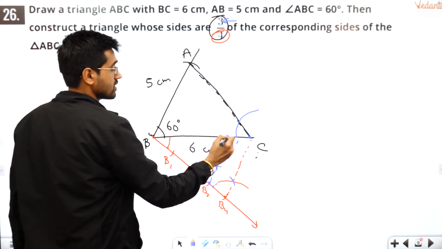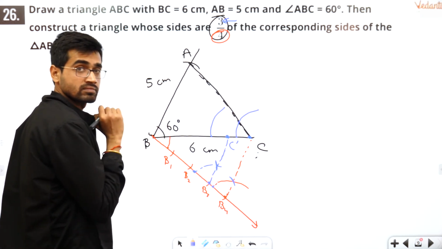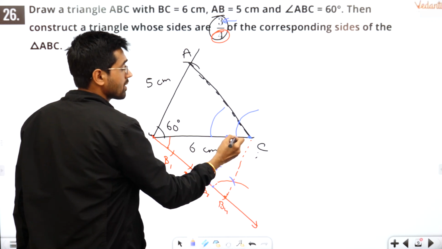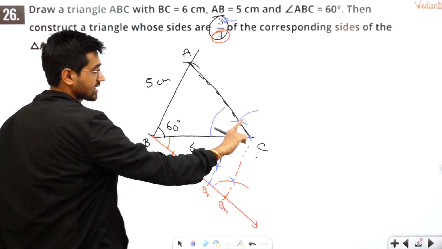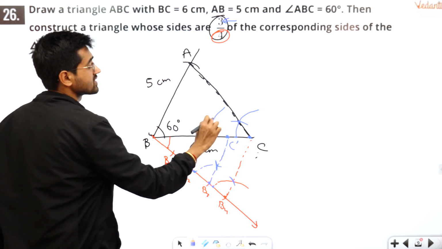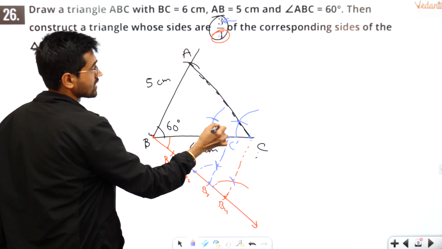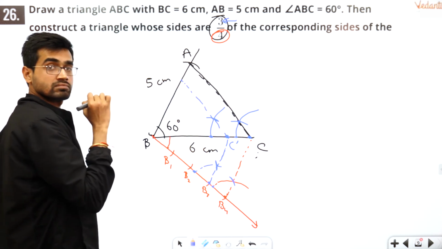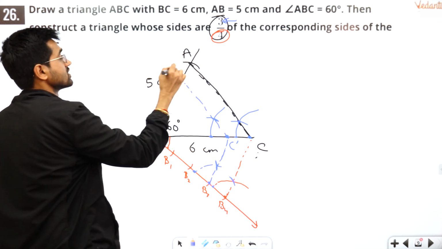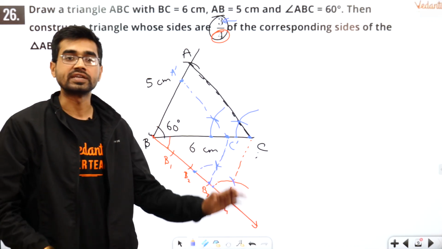Draw an arc. Come here. Draw an arc. Put the needle of the compass here. Measure this with the pencil. Put the needle here. Measure this with the pencil. Okay, now join this. Just you have done, A is A dash. You got the triangle A dash B C dash.